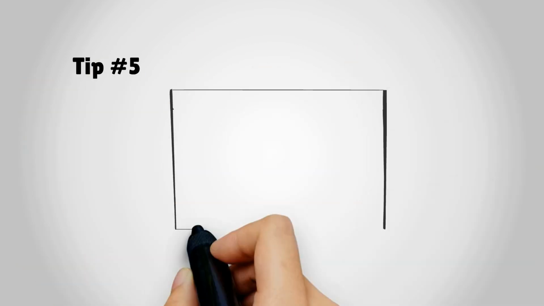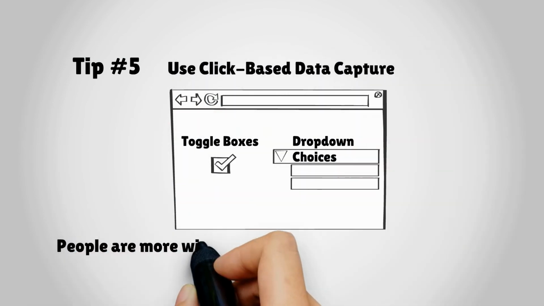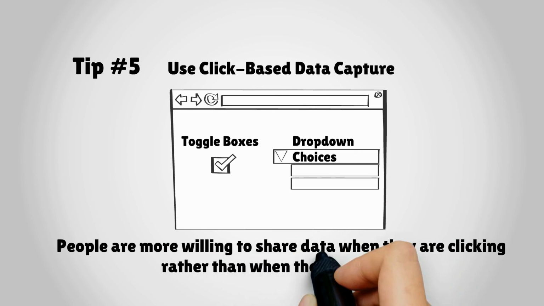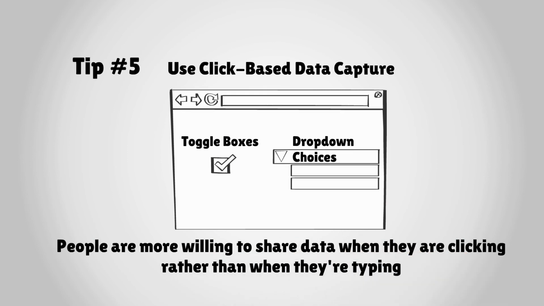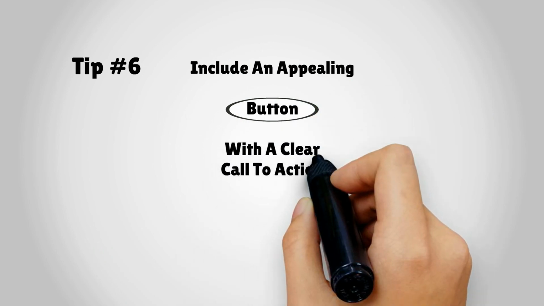Tip number 5. Whenever possible, use click-based data capture with toggle boxes and drop-down choices. People are more willing to share data when they're clicking rather than when they're typing. Tip number 6. Include an appealing button with a clear call to action on it.